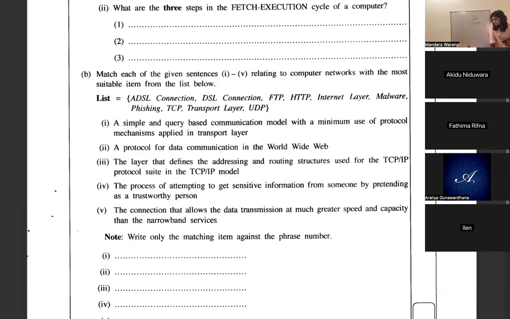A connection that allows data transmission at a much greater speed and capacity than a narrowband service. What is that? What is the connection which gives you a faster service than narrowband? You have DSL and ADSL connections, right? So ADSL gives a fast service, right? Okay.